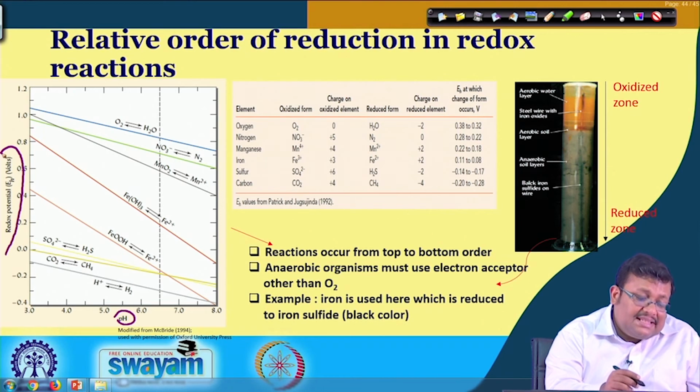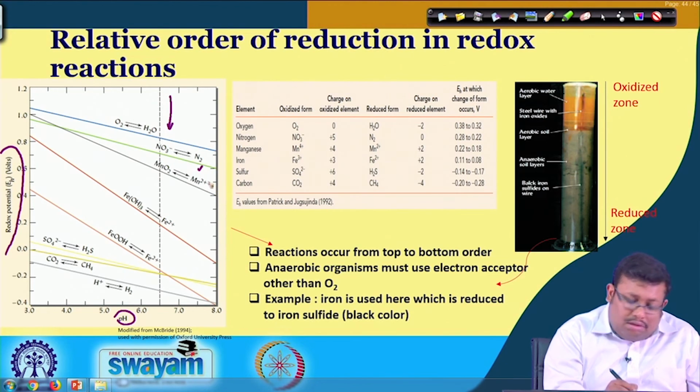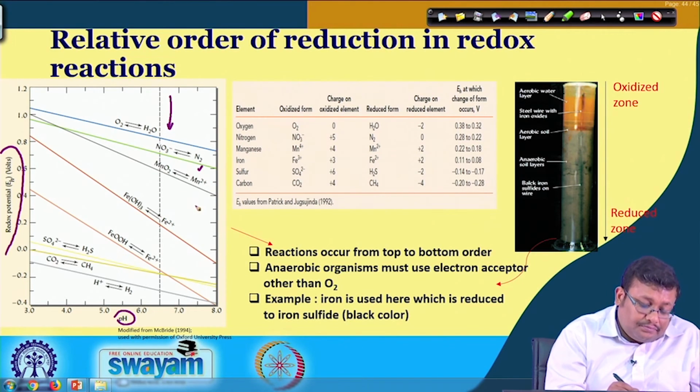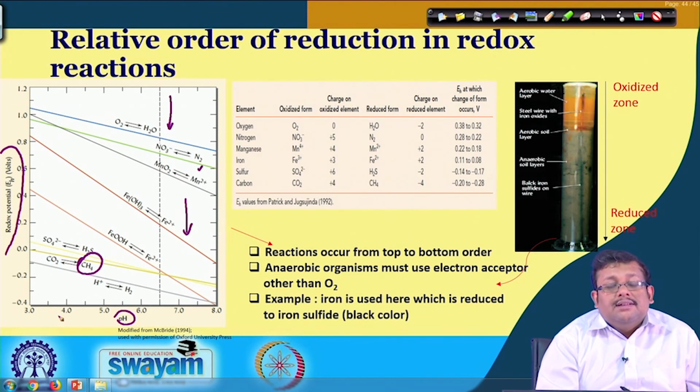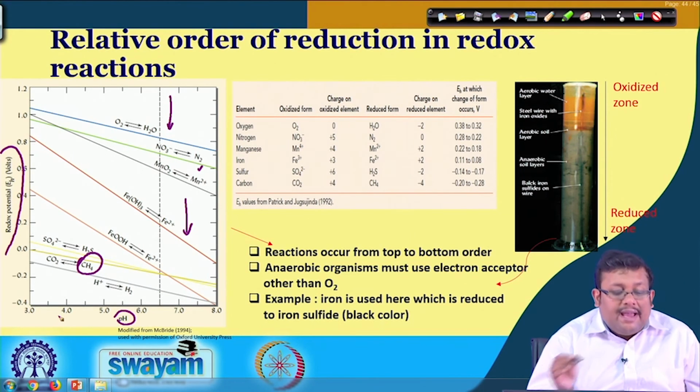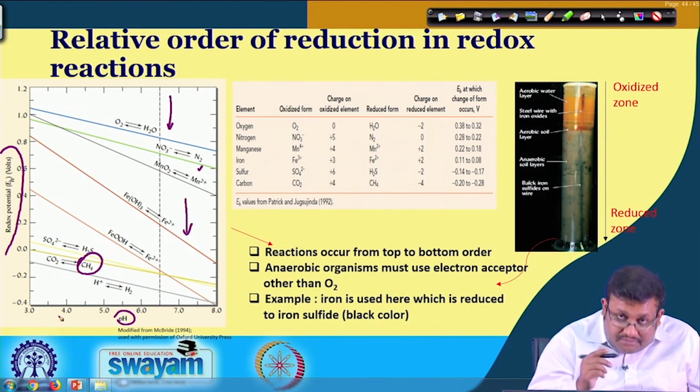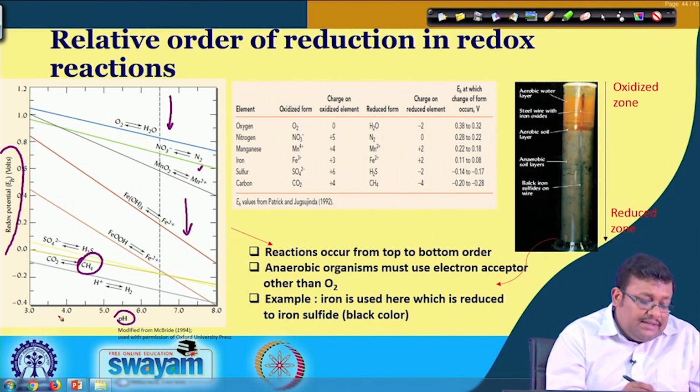So, as the redox potential goes down, oxygen will be reduced to water, followed by nitrate being reduced to gaseous nitrogen, manganese dioxide reduced to Mn2+, and ferric hydroxide reduced to Fe2+, and so on, and ultimately you will see the formation of methane. So, that is why in waterlogged conditions, as reduction goes on, ultimately there will be a release of methane.